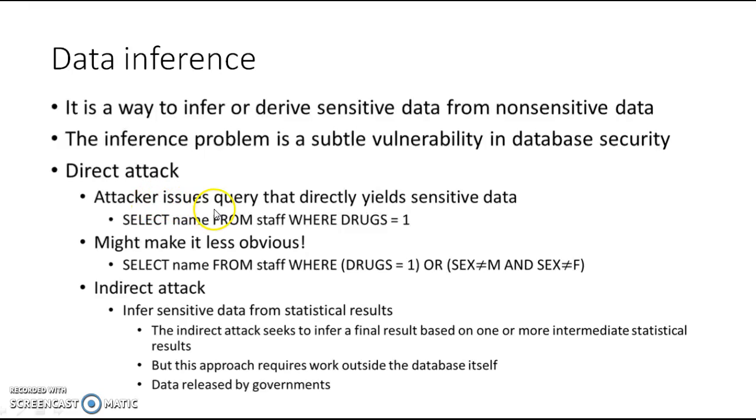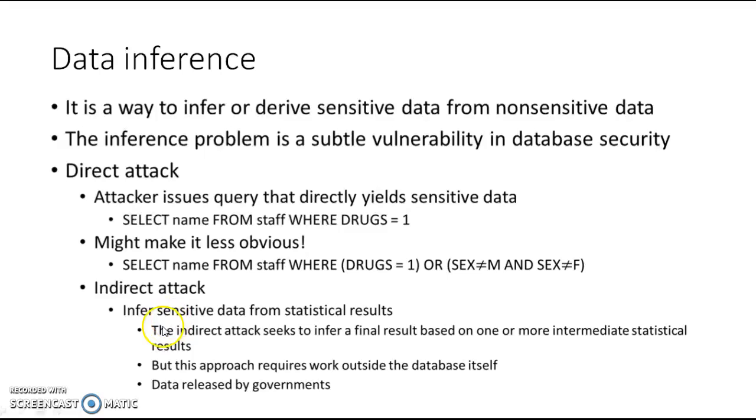So attackers issue queries that directly yield sensitive data. This kind of query attack can be launched using SQL injection vulnerabilities. If a database system has SQL injection vulnerabilities, this kind of attack can be launched easily, but not in a normal form. It might make it less obvious. For example, like this one, which is more specific, where you specify the gender and you specify the drug name.